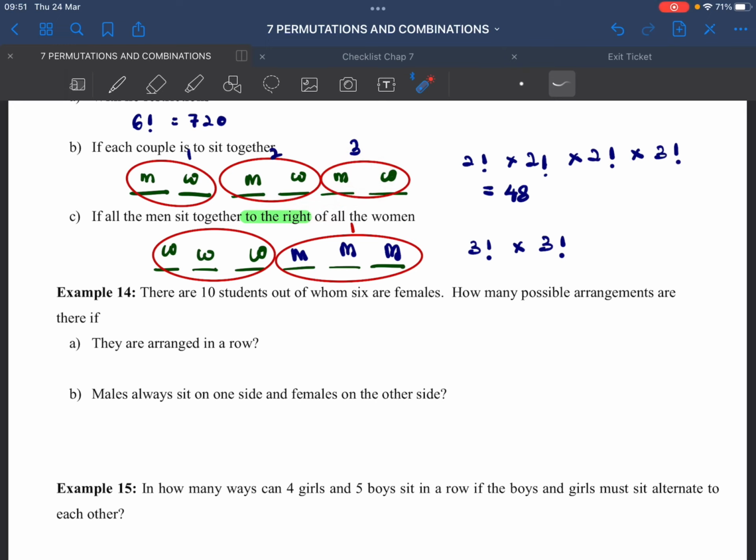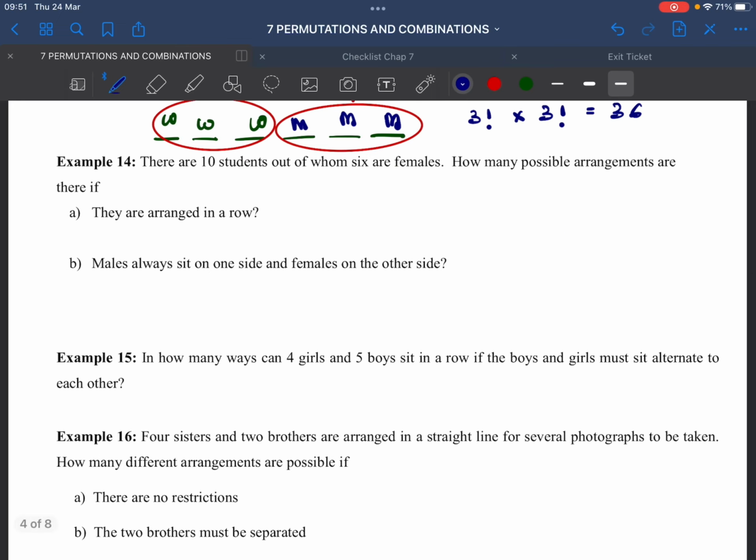But for question C, the question said the man must be seated to the right of all the women. So, tempat dia memang kat sini. Bulatan ni memang kat sini sahaja. So, you cannot multiply by 2 factorial. So, the answer is only 36. Okay? Right.